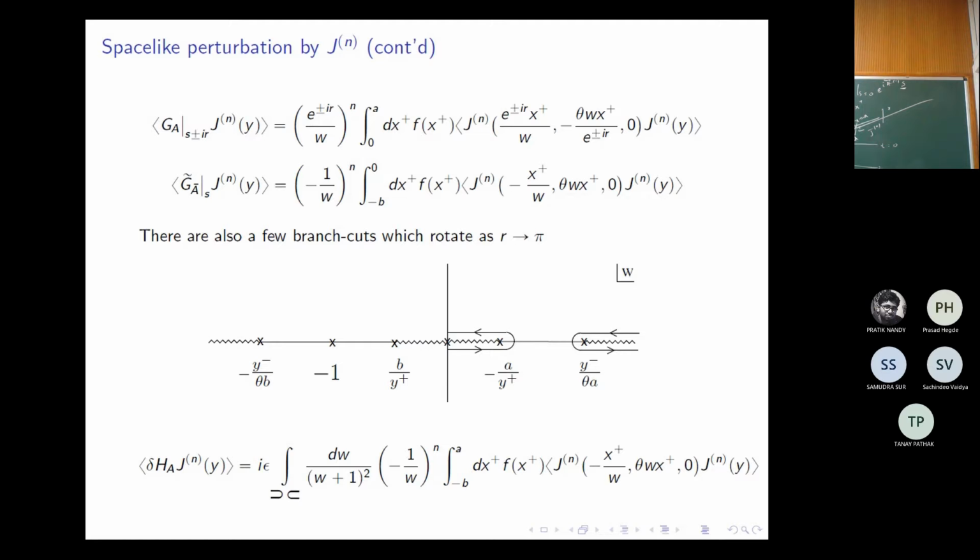And remember the W contour goes from 0 to infinity. And if you keep track of the rotation of the cuts properly, then the contour will look like this. So basically, delta H J and Y will be of this form.